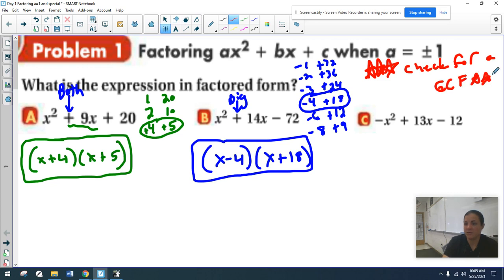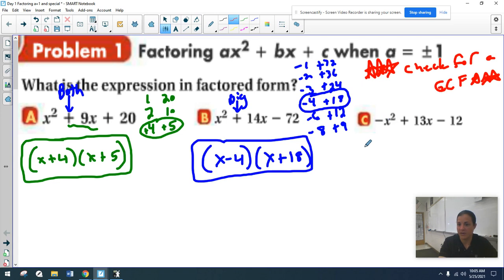Okay, that is the most important thing. So no matter what you see, no matter how many terms you have, when you're factoring, if that term is not a 1, you want to check for a GCF every time. GCF is the greatest common factor. So that's if a number goes into all the other numbers.